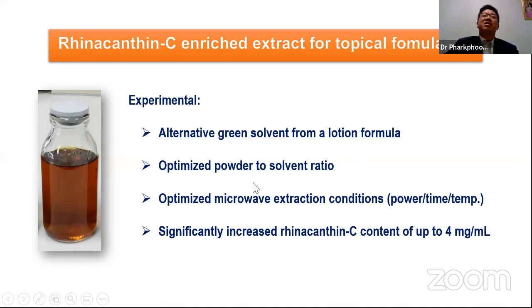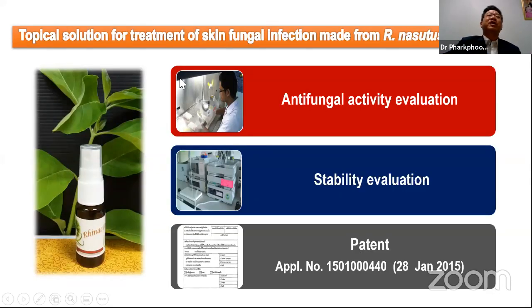After we optimized the extraction conditions, we got the most suitable condition, which gives a linacantin C content of up to 4 milligrams per milliliter, enough to use the extract for further formulation. And we formulated it as a topical solution for treatment of skin fungal infection. We evaluated the antifungal activity of this formulation, tested its stability, and applied for a patent in Thailand. Now we have it in the form of a solution in a spray, so you can use it topically.